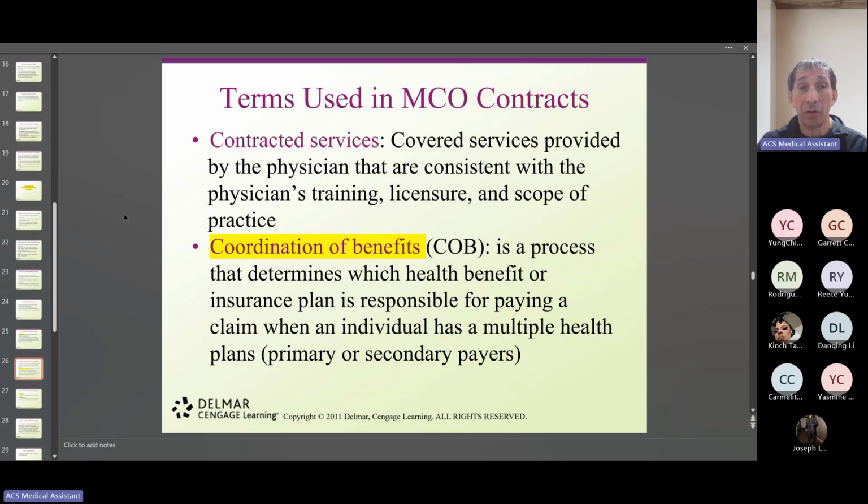So the same goes for the medical office or the hospital. If you don't complete this correctly, then now we have to wait for reimbursement. So not good.